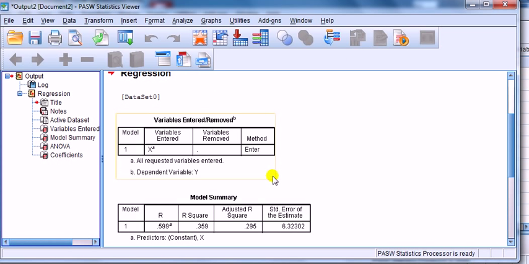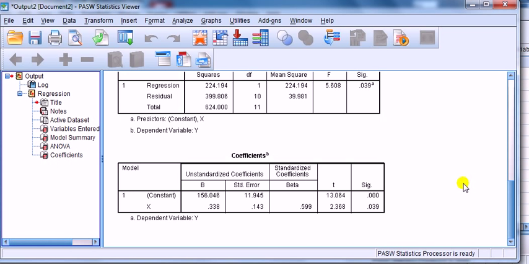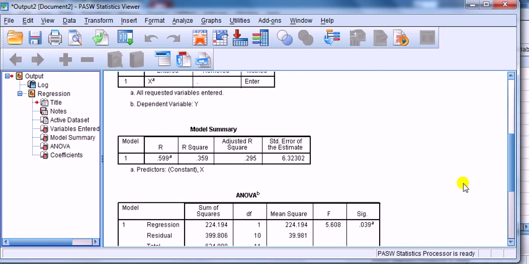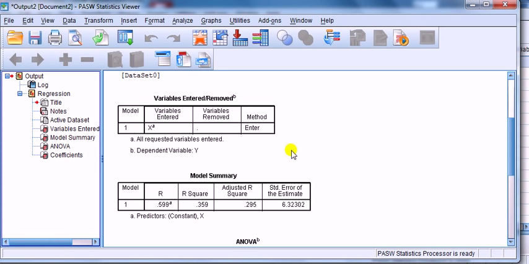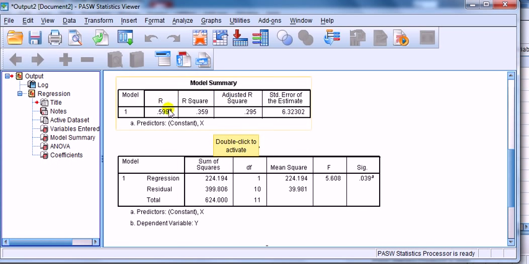Right. So let's just have an overview of what tables we're given. We're given one table, two tables, three tables, four tables. Right, there's a heck of a lot of output. The first one doesn't tell us anything, just tells us what x is in the model. Model summary.